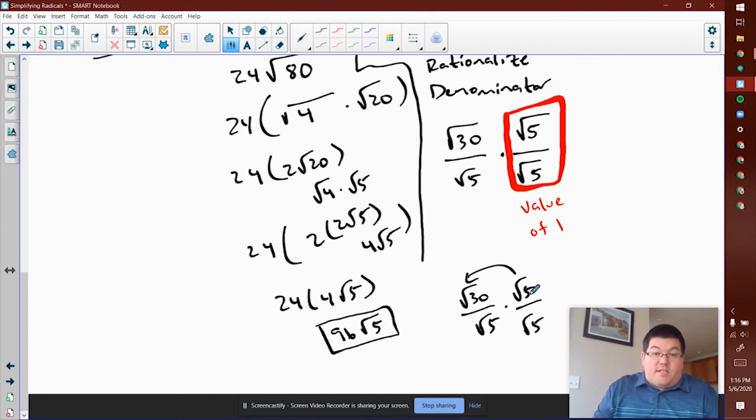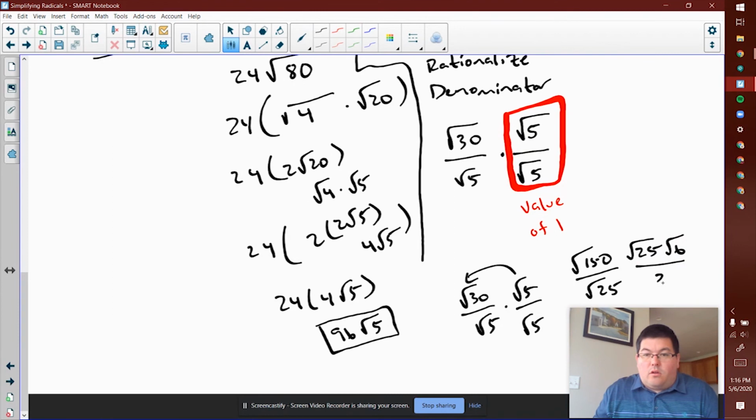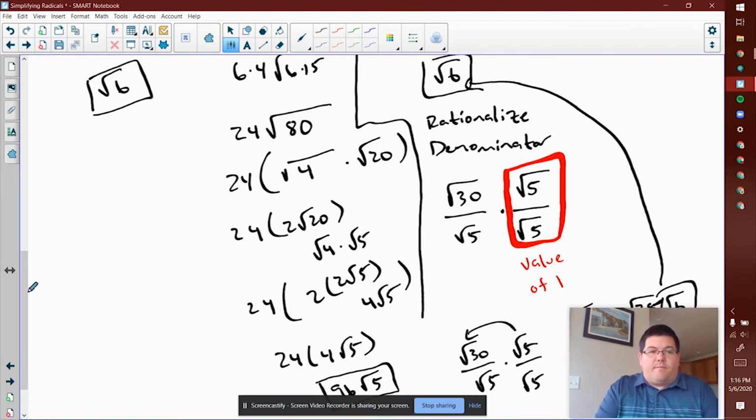Well, 30 times 5 is 150. Square root of 5 times square root of 5 is square root of 25. Well, 150, that's the square root of 25 times the square root of 6, all over the square root of 25, and look at that right there. That all reduces down to the square root of 6. Exactly what we found at the beginning.